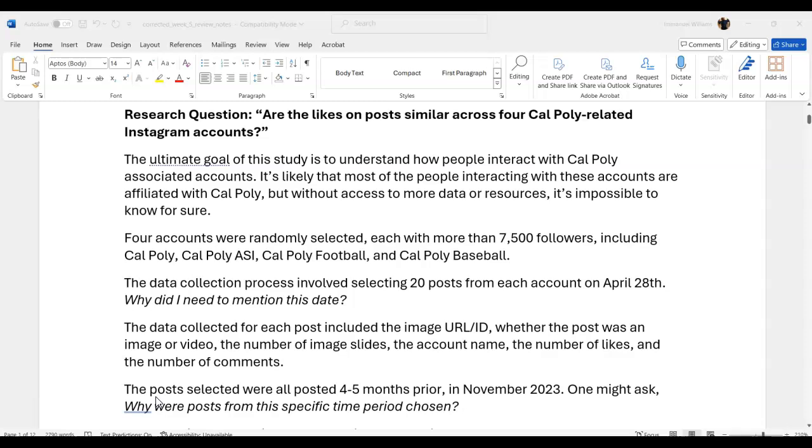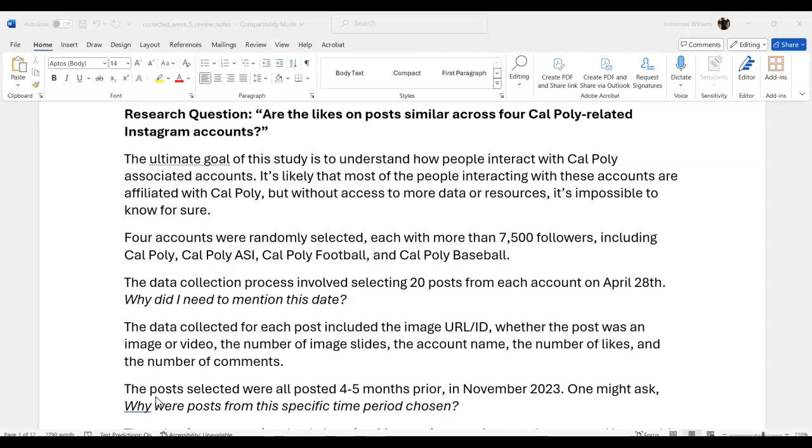And so what I did was I looked at any account that had more than 7,500 followers, and I just randomly selected 4 of them. And then I investigated 20 posts from each account on April 28th. The reason why I needed to mention this date is that it could change. People can go back and not like it, which I doubt, but people can also like it even more.